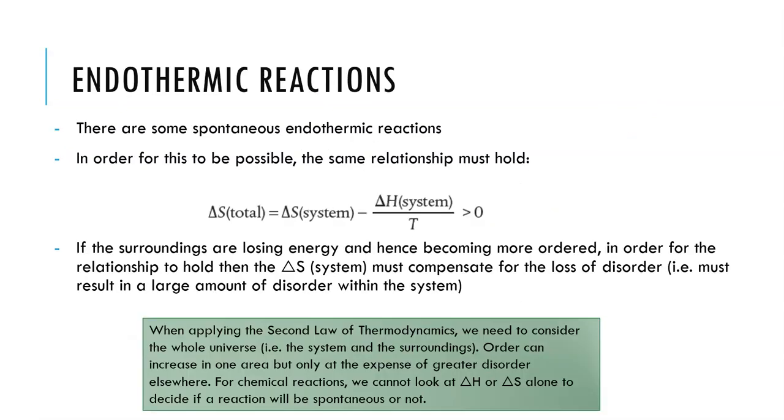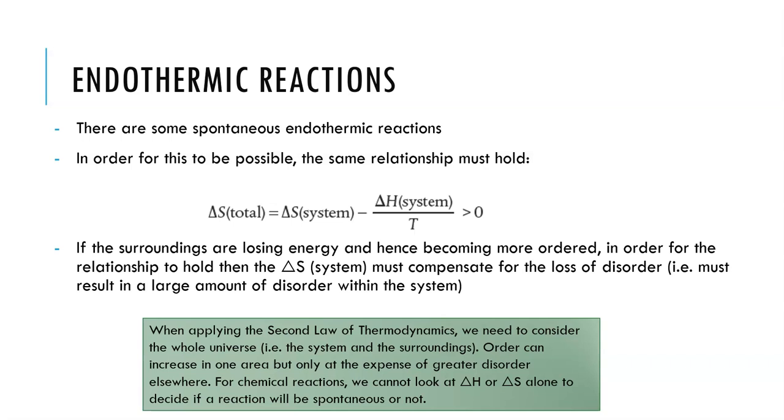For an endothermic reaction, we have seen that there are some spontaneous endothermic reactions. In order for this to be possible, the same relationship must hold, that the total entropy change, okay, is equal to the entropy of the system minus delta H of the system over T, and this is going to be greater than 0. So if the surroundings are losing energy and hence becoming more ordered, in order for the relationship to hold, the system must compensate for the loss in disorder, i.e. it must result in a large amount of disorder within the system.